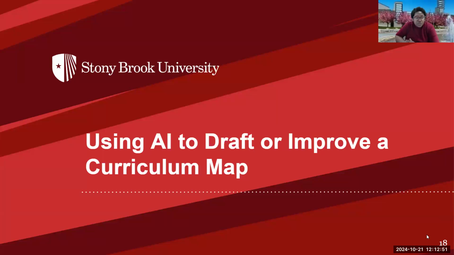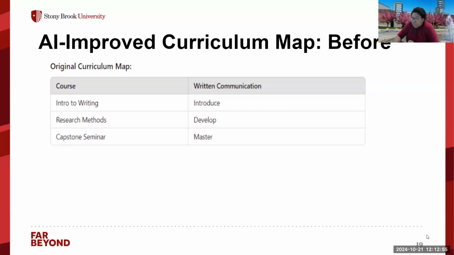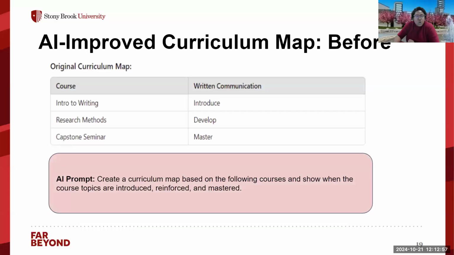Now we're going to use AI to draft or improve a curriculum map. So the curriculum map really guides the coursework for every one of the majors in the programs. So here's a basic one that was created using this prompt. It's just: create a curriculum map based on the following courses and show when the course topics are introduced, reinforced, and mastered. So it gave me exactly what I put in there, but it doesn't give me a whole lot to work with.